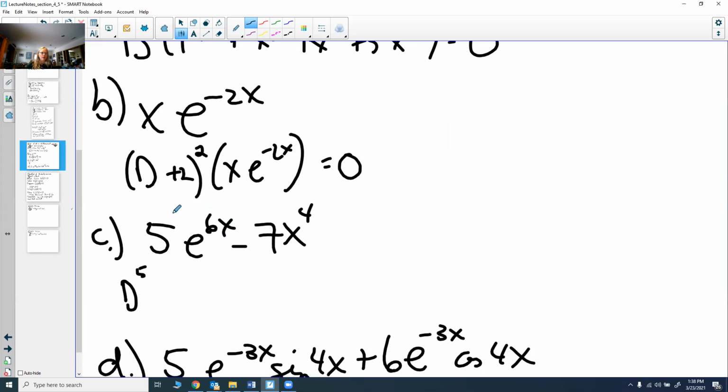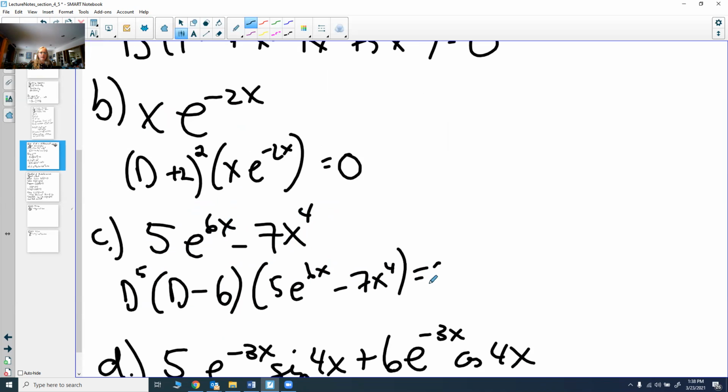We also need to figure out what eliminates the 5e to the 6x. Well, that would be D minus whatever's in front of the x. And we don't need any power because there's no x here. This is just 5e to the 6x. And these two together, multiplied together, will eliminate this. So this is your annihilator: D to the fifth, which annihilates the 7x to the fourth, and D minus 6, which annihilates the 5e to the 6x. So if you have multiple terms that you're dealing with, you're going to find the annihilators and multiply them together.